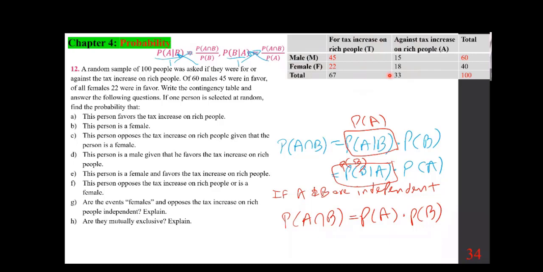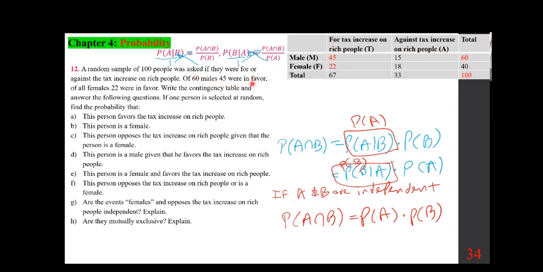So take a look at the grand total, a random sample of 100. So you plug in 100 here. Okay, so that's the first thing. Of 60 males, so the males total is 60, 45 were in favor, so 45 for it. By the way, the reason I'm putting M and F and T and A is that later on when we want to calculate, it's easier to go with just some sort of initial, or you could make up A, B, C, D, you name it. So far we have the number 100, the number 60, and the number 45 in red. What else do we have?